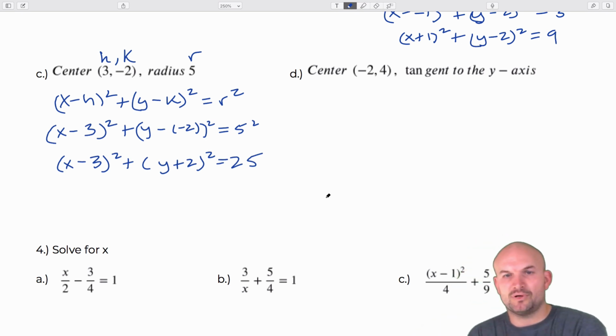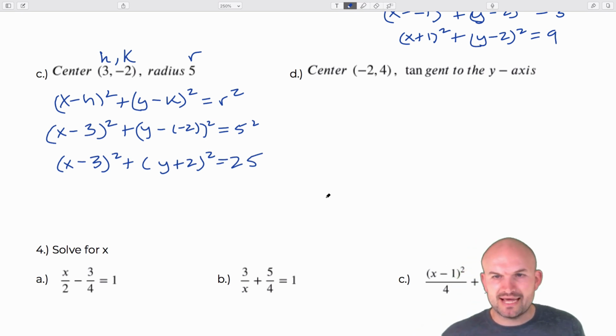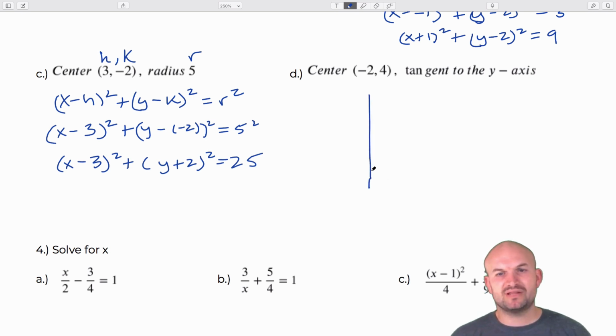All right, last example. We have the center negative 2, 4, and then the graph is tangent to the y-axis. So again, I think it's really important just to plot this information here. So we have negative 2, 4, 1, 2, 3, 4. And then it's saying it's tangent to the y-axis. So again, remember tangent means that it's only going to touch at that one point, right there.